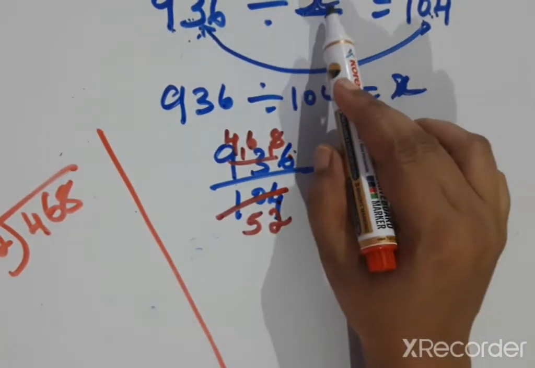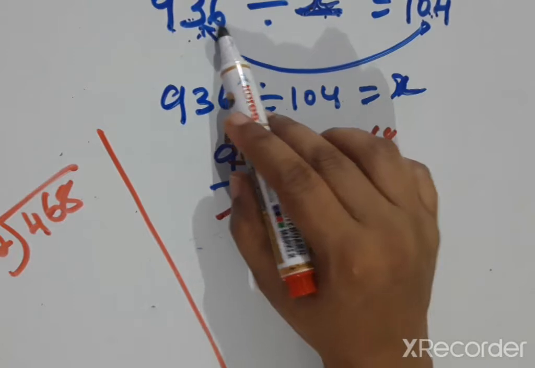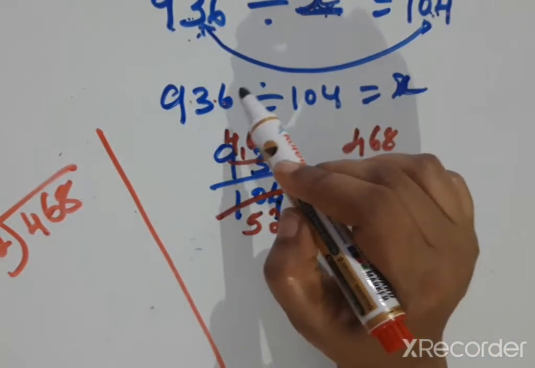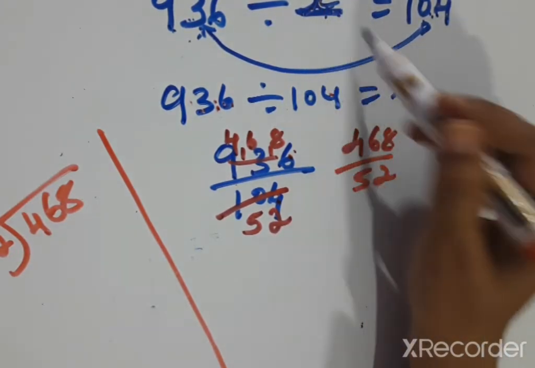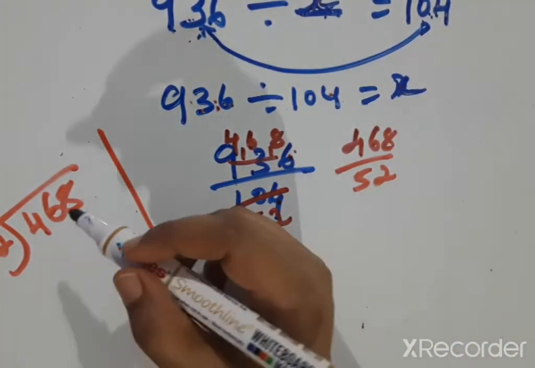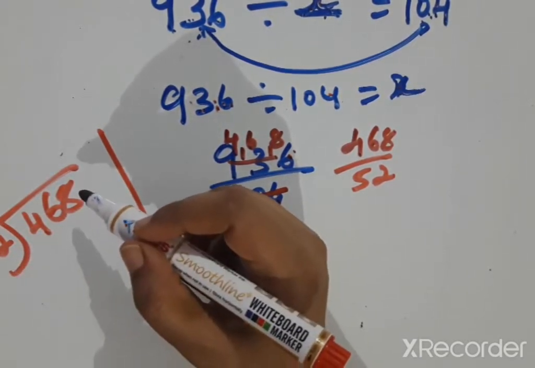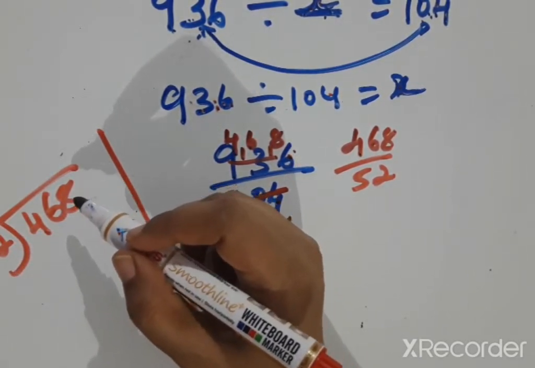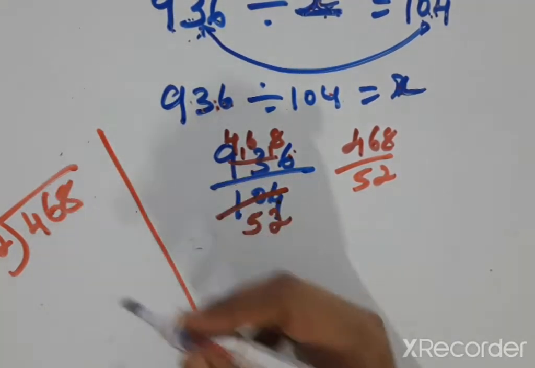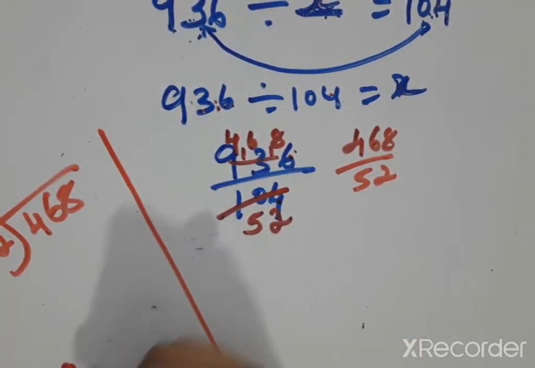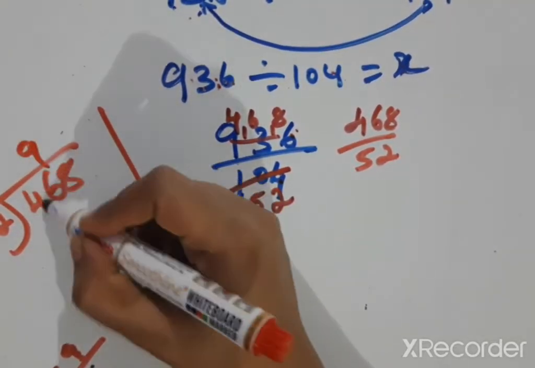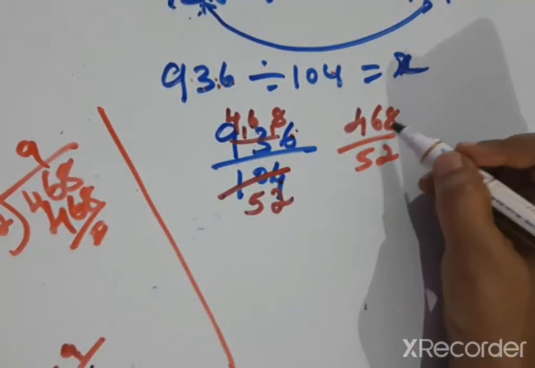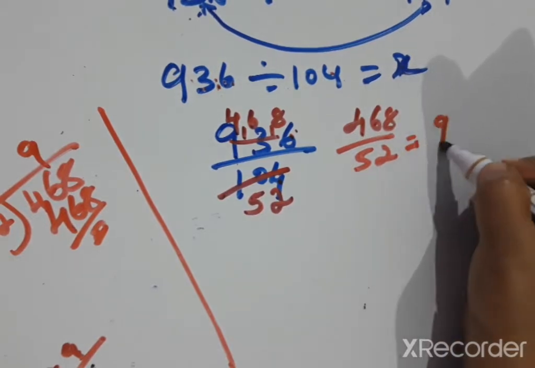Write the missing value, let it be x. Then the greater number should be first, means numerator 936 divided by 104, and the missing is x. That is equal, and divide it. 460 divided by 52. 52 nines are 468. We can multiply and check. 9 twos are 18, 9 fives are 45, plus 1 is 46. So 52 nines is 468, or we can cancel again here also. Answer is 9.